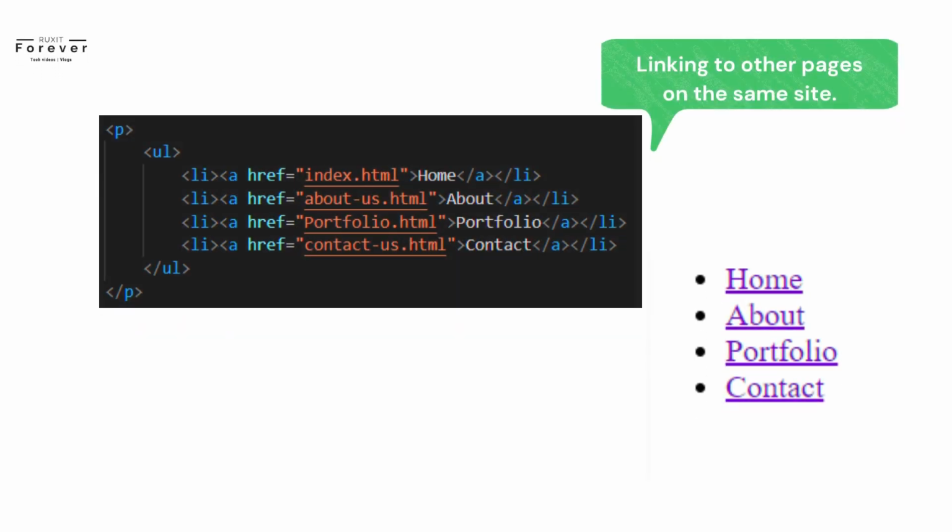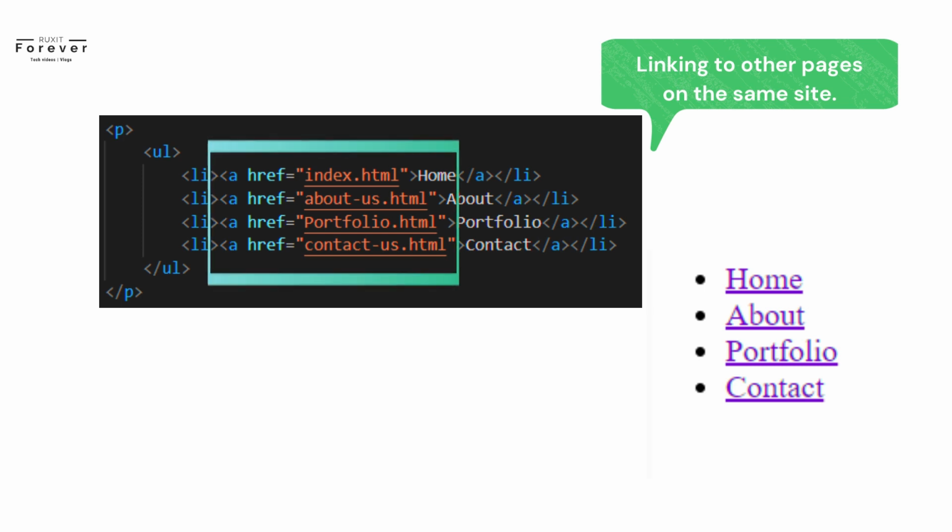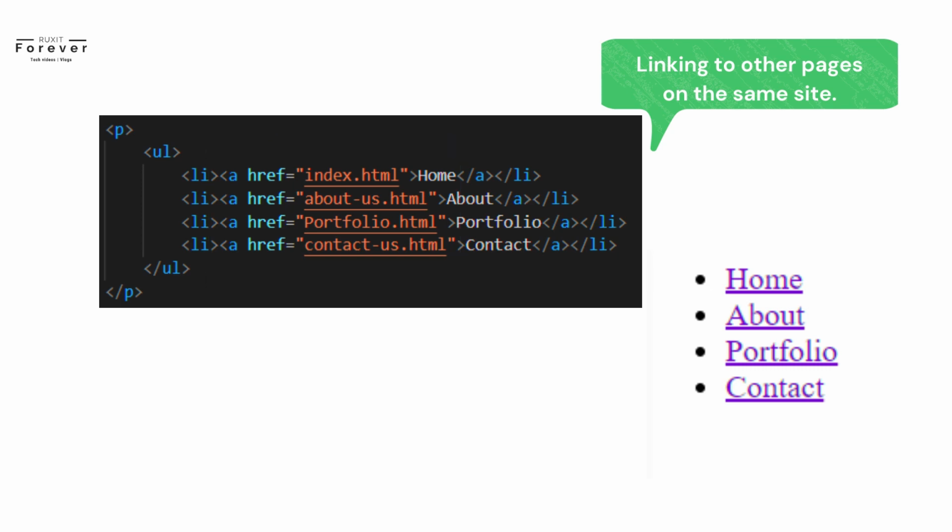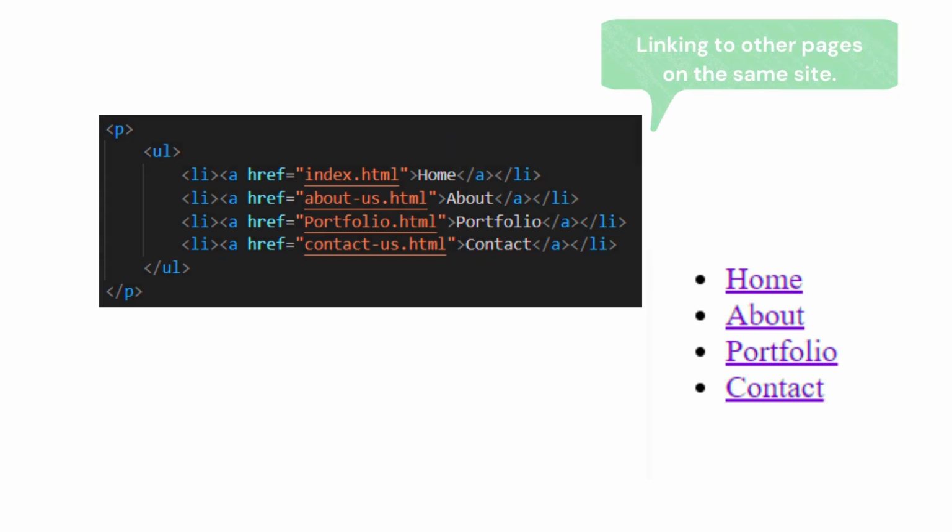Linking to other pages on the same site. When you are linking to other pages within the same site, you do not need to specify the domain name in the URL. You can use a shorthand known as a relative URL. If all the pages of the site are in the same folder, then the value of the href attribute is just the name of the file. Relative URL.